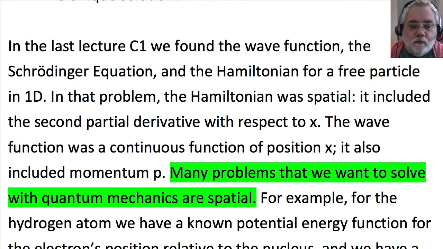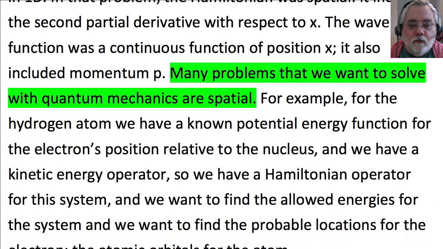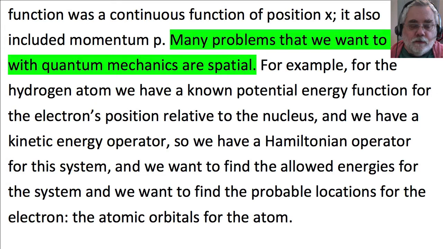For example, for the hydrogen atom, we have a known potential energy function for the electron's position relative to the nucleus, and we have a kinetic energy operator, so we have a Hamiltonian operator for this system, and we want to find the allowed energies for the system, and we want to find the probable locations for the electron, the atomic orbitals for the atom.